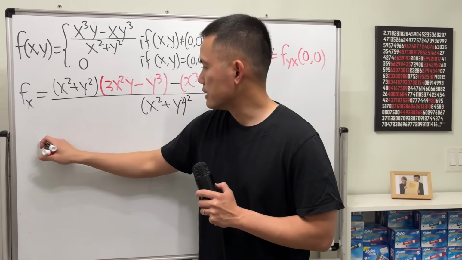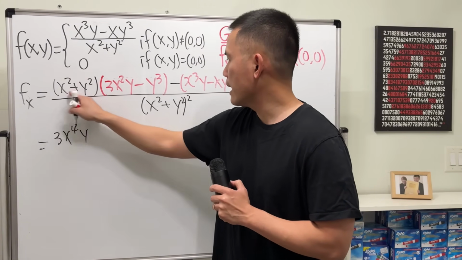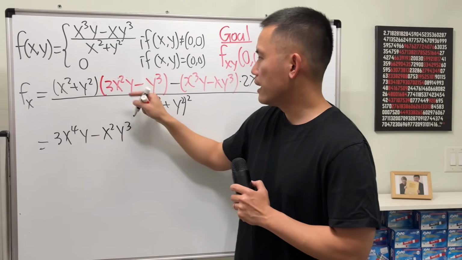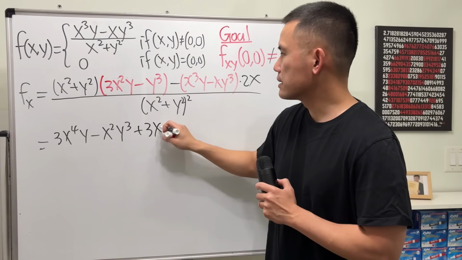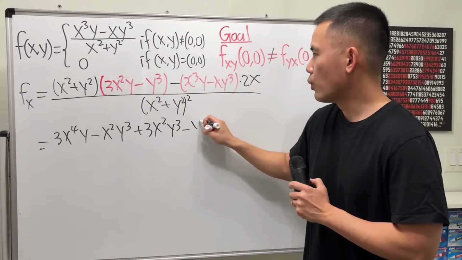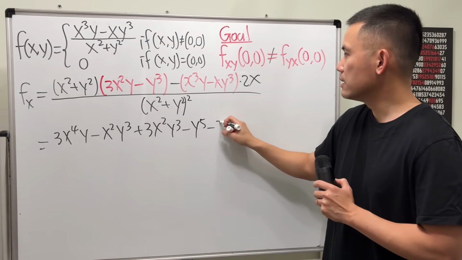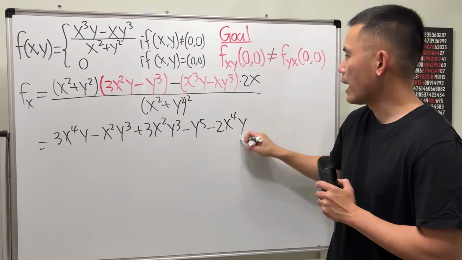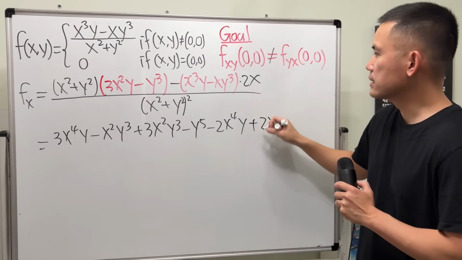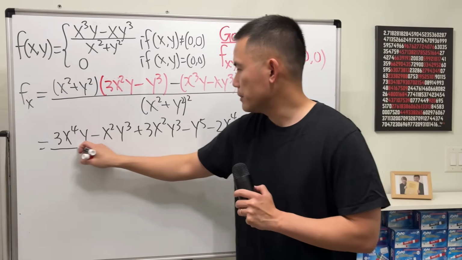And then let's just go ahead and simplify it. So this times this, 3x to the fourth y, and then minus x squared y cubed, and then plus 3x squared y cubed, and we have minus y to the fifth. Take this multiply, we get minus 2x to the fourth y, negative negative, that's plus 2x squared y cubed, and then all over the same denominator.